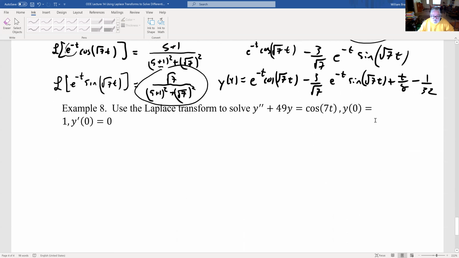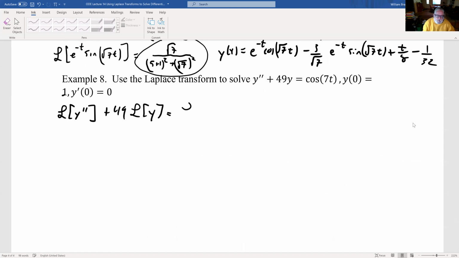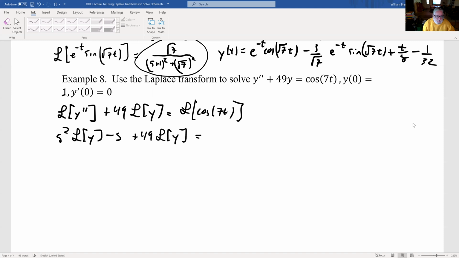Okay, great. So last example, mass on a spring, no friction, periodic forcing, right? Do we get beats or do we get resonance here? So, right, we pulled it 1 unit and let it go, and we're going to see what happens. Laplace transform of y double prime plus 49 Laplace transform of y equals Laplace transform of cosine 7t. s squared Laplace transform of y minus sy0, so that's just an s, minus y prime of 0, which is 0, plus 49 Laplace transform of y equals s over s squared plus 49.